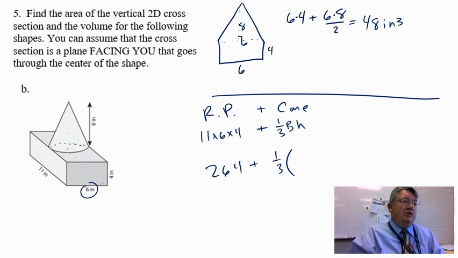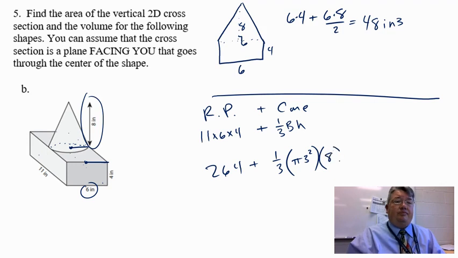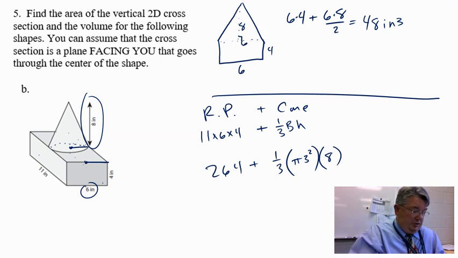The base area here is a circle. And there's my radius. Well, the radius is half of this side, which is half of 6, which is 3. So pi times 3 squared, there's pi r squared. And the height of that cone is 8. So if I type that in, and actually I'm even going to go right back, and instead of 264, I'll just go 11 times 6 times 4 plus 1/3 times pi times 3 squared times 8. Oh, it looked a little different.